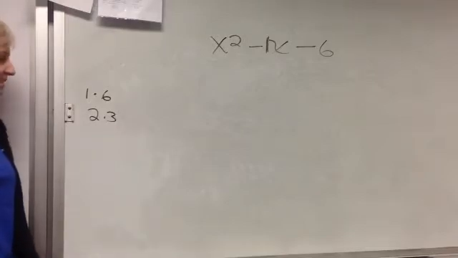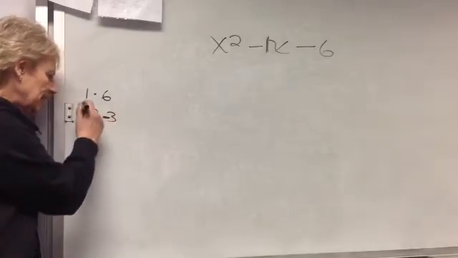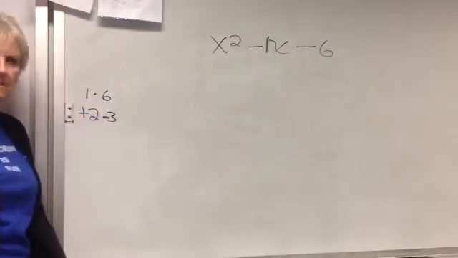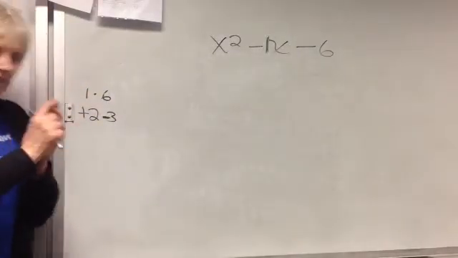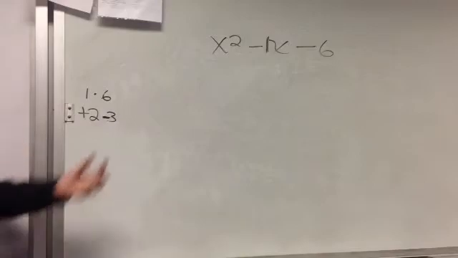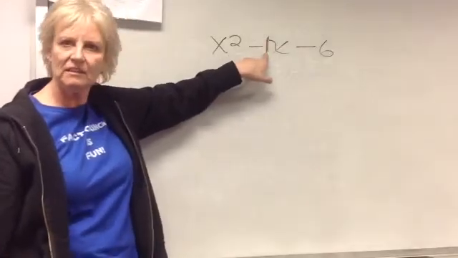1 plus 6? No. 1 plus -6? No. -1 plus 6? No. -2 plus 3? -3 plus 2? Yeah. Right? Doesn't -3 and +2 give me the middle term? Okay. Step number 1 is to pull out the greatest common factor. We didn't have one. Step number 2 is find the factors of this number that add up to that number.